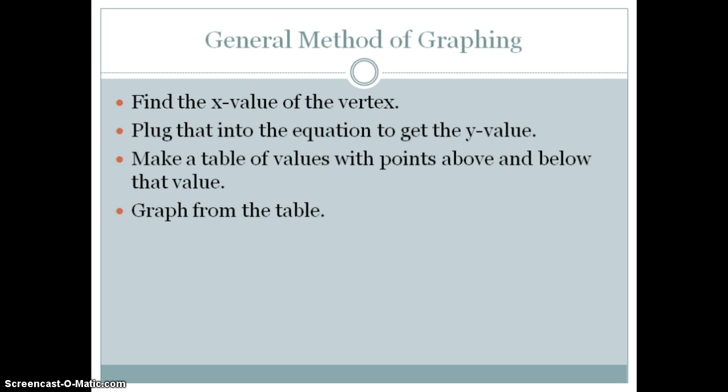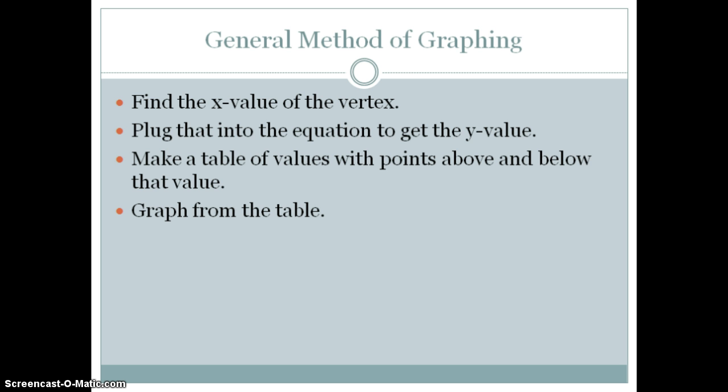Okay. So this is just a general method of graphing. It's not going to tell you everything, but it's going to let you know about what we're going to do. So we find the x value of the vertex. We use that opposite of b over 2a. Remember, it's opposite, which means if b is positive, we turn it negative. If it's negative, we turn it positive, just like when we worked with linear equations.